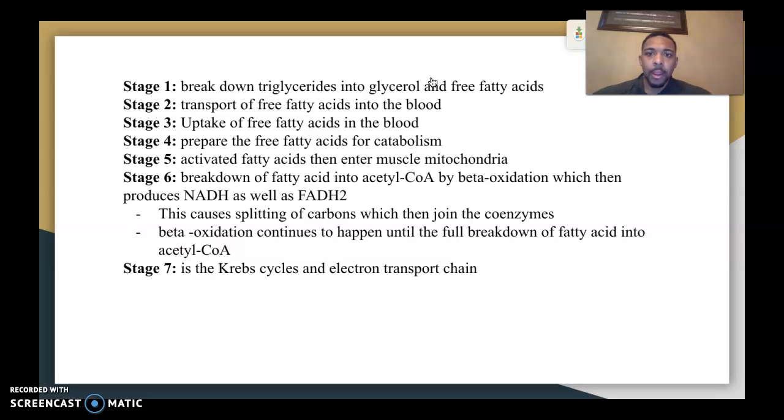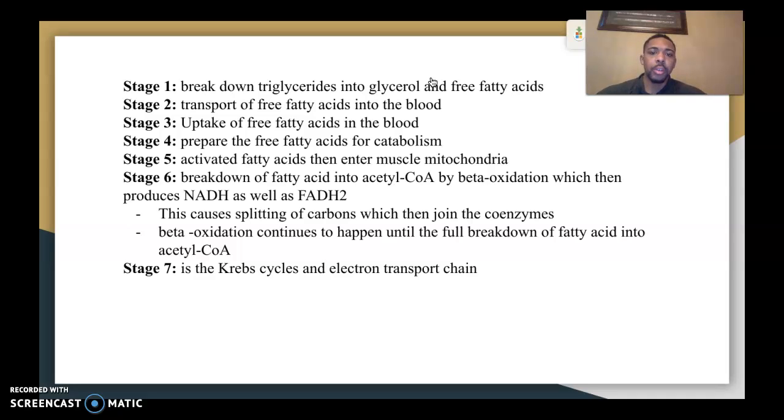Stage 2, release of free fatty acids into the blood. Stage 3, uptake of free fatty acids. Stage 4, prepare the free fatty acids for catabolism. Stage 5, activated fatty acids then enter muscle mitochondria. Stage 6, break down a fatty acid into acetyl-CoA by beta oxidation, which then produces NADH as well as FADH2.